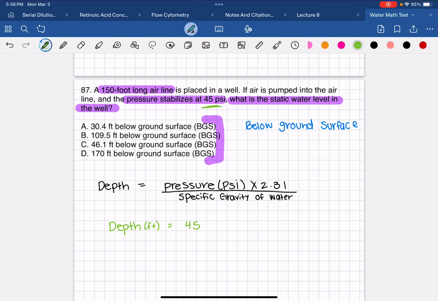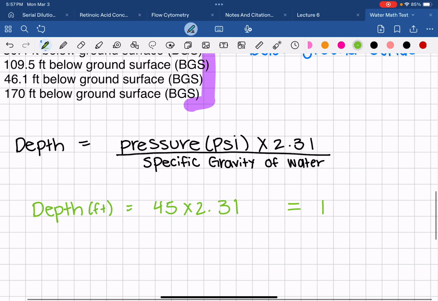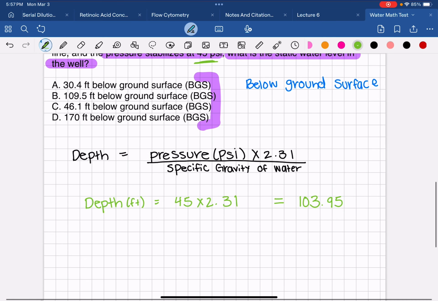And I'm going to multiply that by 2.31, which should give me, if I multiply that together, let me put it in my calculator. So 45 times 2.31, I should get 103.95. So this is my feet.